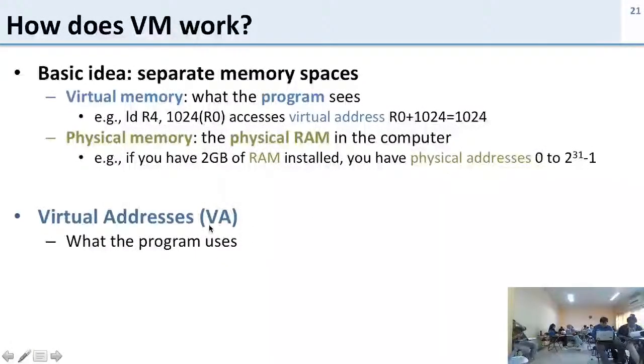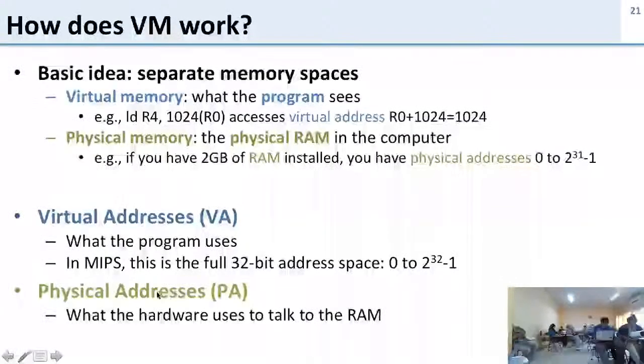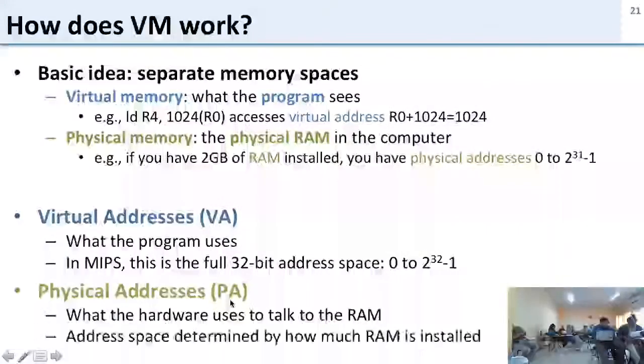Virtual addresses, or VA, is what the program uses, and in MIPS, it's a 32-bit address space. The physical addresses, or PA, is what the hardware uses to talk to the RAM, and this is determined by how much RAM you have installed. If you only have a little bit of RAM installed, your physical address space is going to be small. If you have a lot of RAM, it's going to be big. But now we have separate address spaces here. Each program is going to have its own virtual address space, and we have a physical address space for our memory.